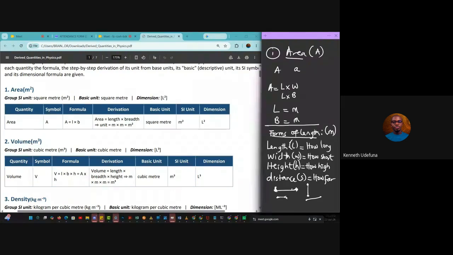How short, it becomes width. How high, it becomes height. And how far, it becomes what? It becomes distance. I hope this is clear.